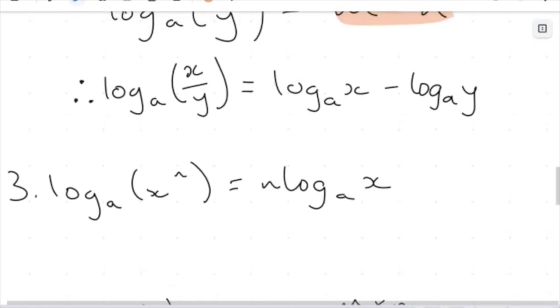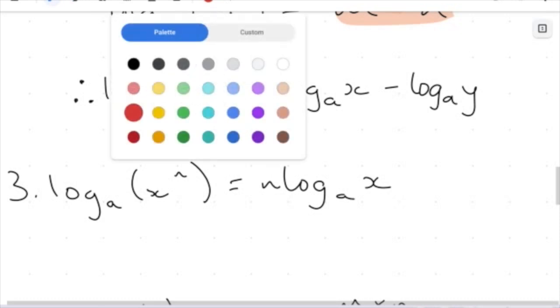We're given here that log to the base a of x to the power of n is equal to n times log to the base a of x. Now this one's slightly trickier. Once again, you can pause this and have a go on your own, but I'm going to run through it now.